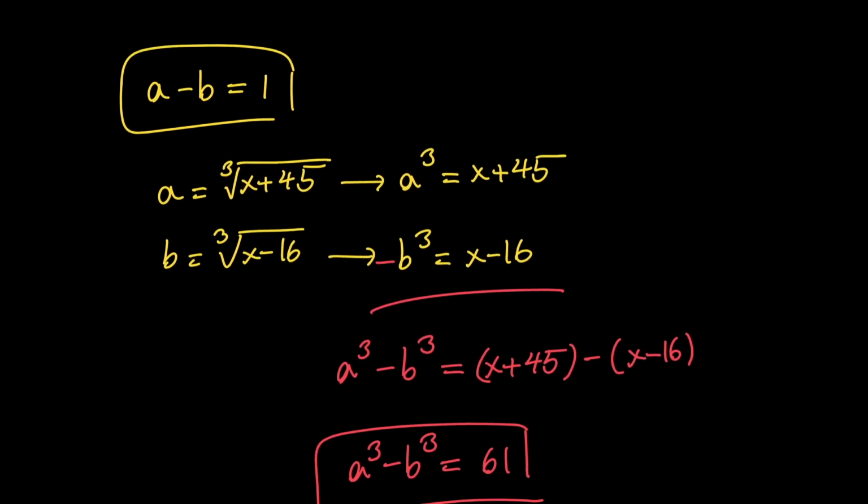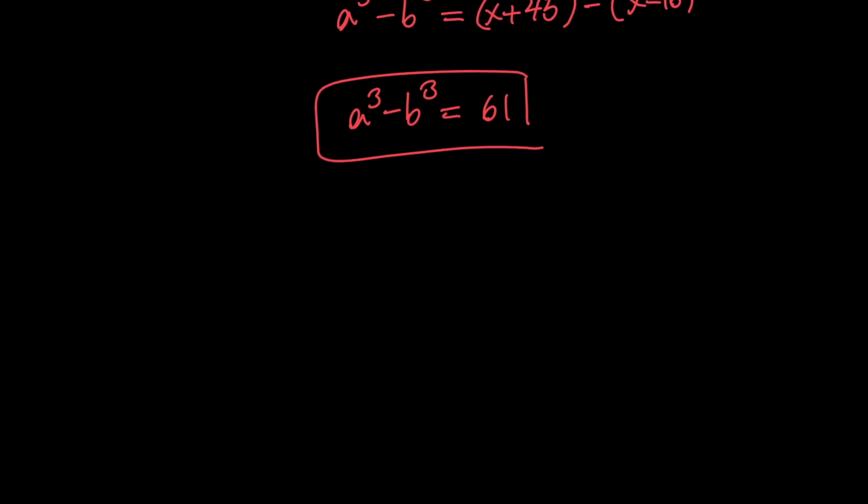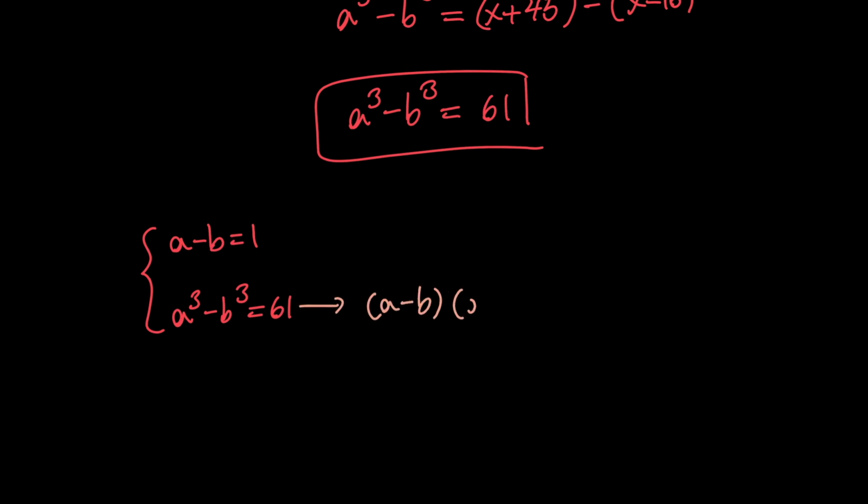Let's use these two equations to solve for the values of a and b. So let me rewrite it down here. A minus b equals 1, and a cubed minus b cubed equals 61. Now, notice that we can factor a cubed minus b cubed because we have a difference of two cubes, and we can factor it into a minus b times a squared plus b squared plus ab, and this equals 61.